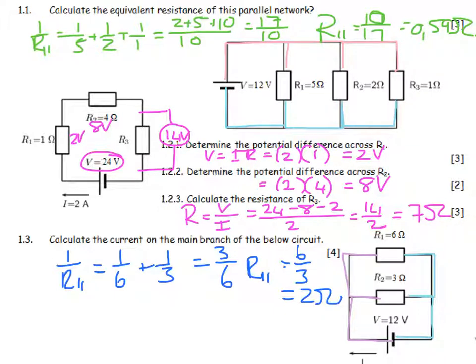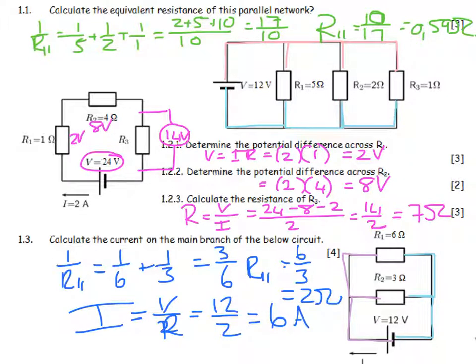Now I have got the potential difference. Series current is equal to the total potential difference divided by the resistance. So that's 12 divided by 2, and I land up with 6 amps.